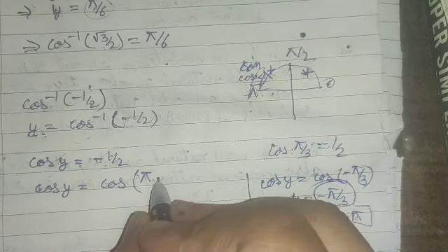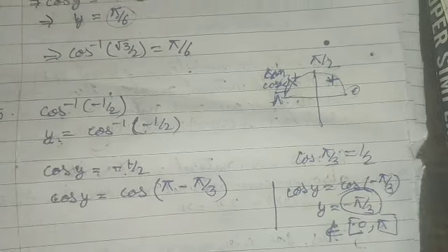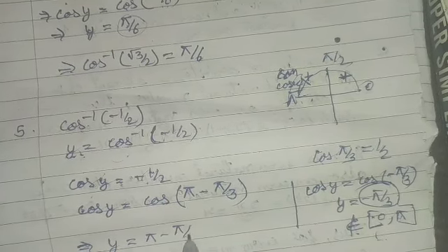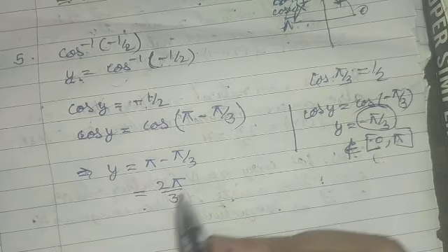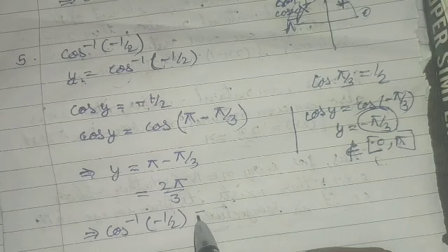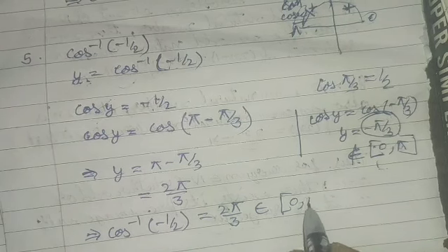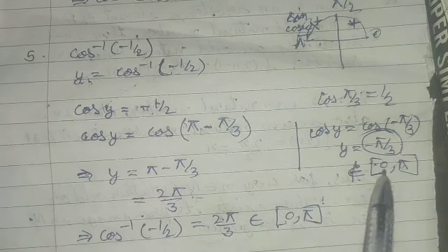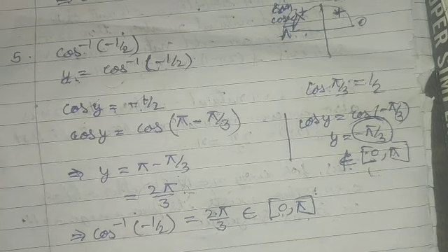Second quadrant means pi minus, and 1 by 2 is from pi by 3, since cos pi by 3 is 1 by 2. So this will give us y equal to pi minus pi by 3, or you can say equal to 2 pi by 3. That means cos inverse minus 1 by 2 will be equal to 2 pi by 3, and this value lies between 0 and pi. You can also write here that the principal value branch is from 0 to pi. Therefore we will take the value 2 pi by 3, and this is between 0 and pi.